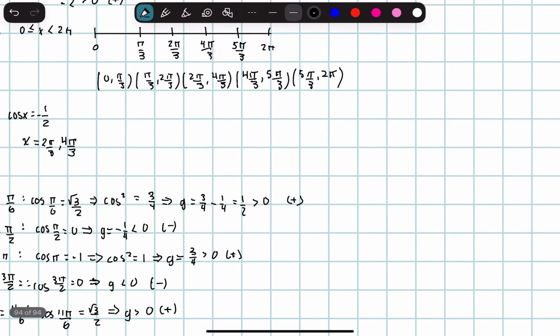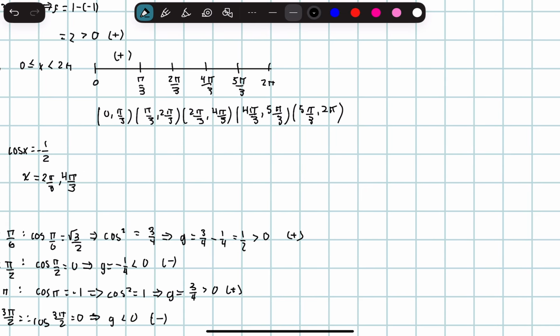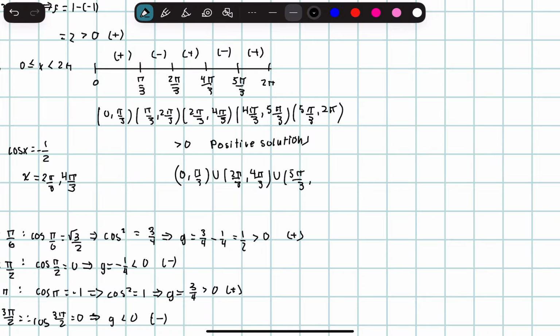Okay, so now for our intervals, we can label this as positive, negative, positive, negative, positive. And we want our solutions to be greater than 0, so that means we want the positive solutions. So therefore, that's going to be (0, pi over 3), union (2 pi over 3, 4 pi over 3), union (5 pi over 3, 2 pi), and yeah, so we can box that up.